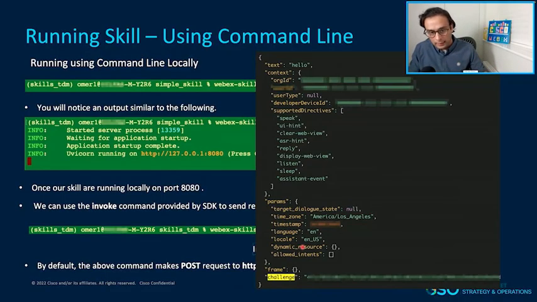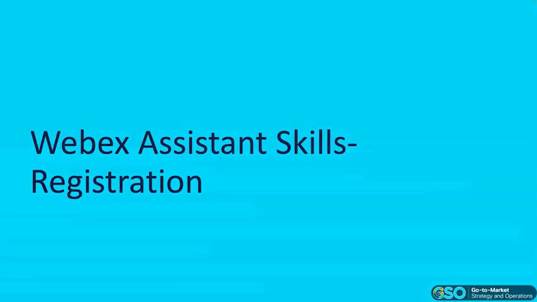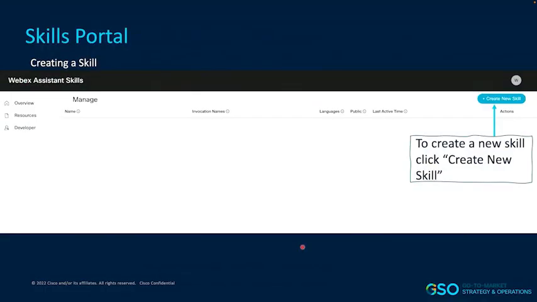Once your skills are tested and you have the desired output, at this stage we can register the skill via the skill service. To register the skill, we can browse to the skills developer portal, sign into that page, and press on creating a skill.